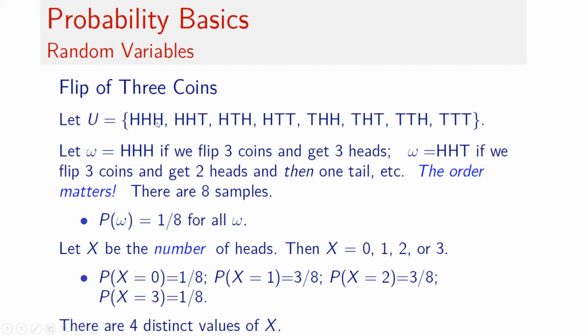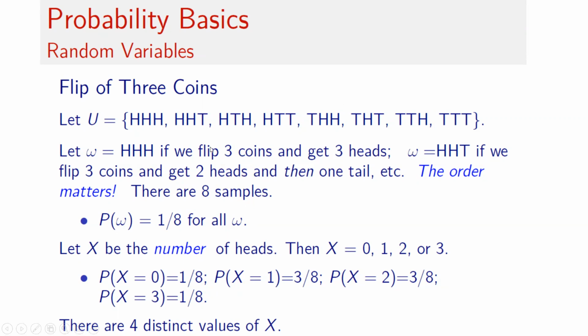obtaining head, head, head; head, head, tails; head, tails, head; head, tails, tails; tails, head, head; tails, head, tails; tails, tails, head; and tails, tails, tails. We can have only 8 events. So let omega be, for example, head, head, head: if we flip 3 coins, I get 3 heads. Another example, omega equal to HHT: if we flip 3 coins, I get 2 heads and then 1 tail, and so on. We have only 8 samples.